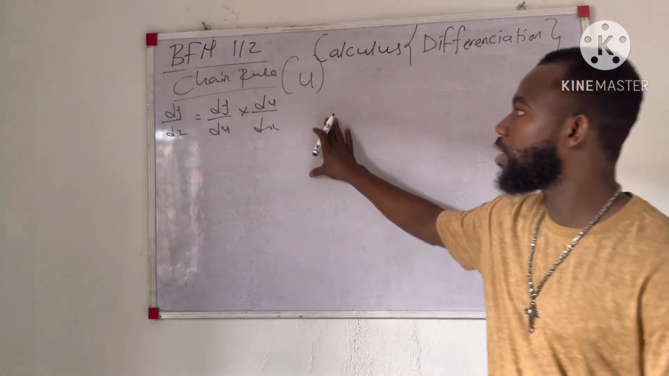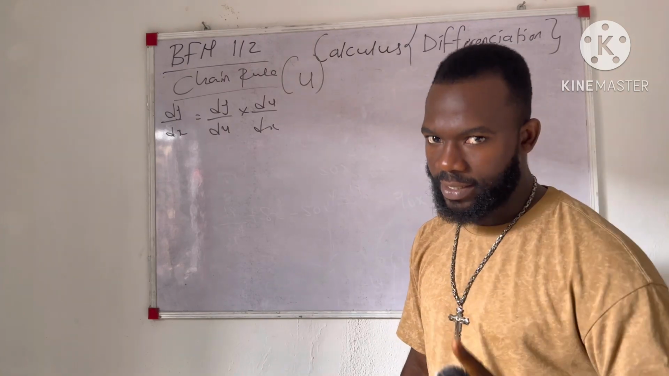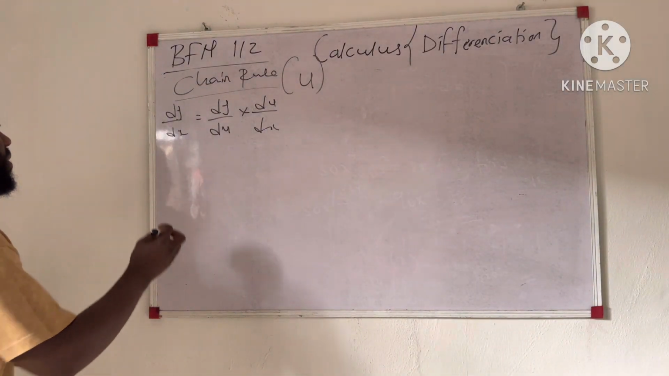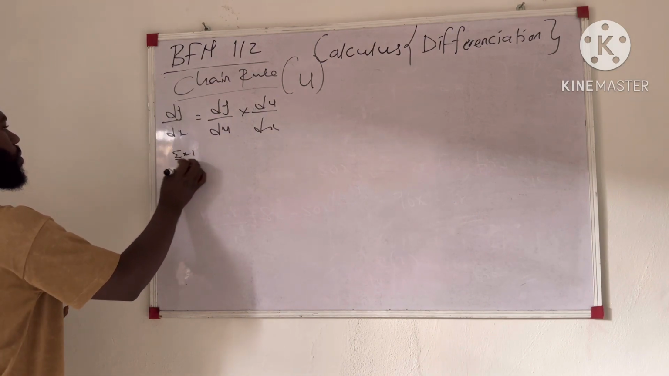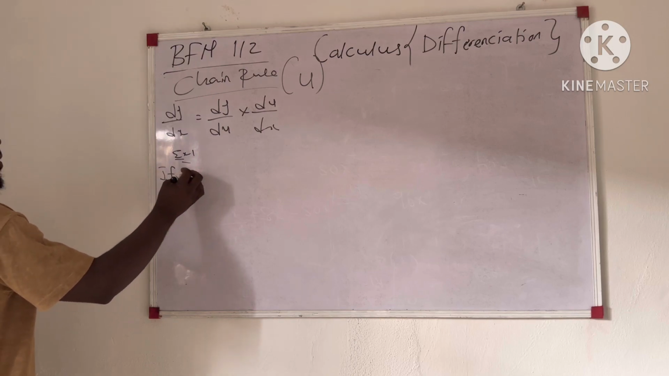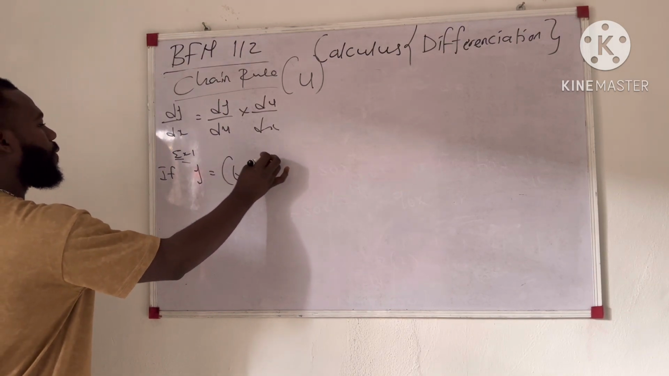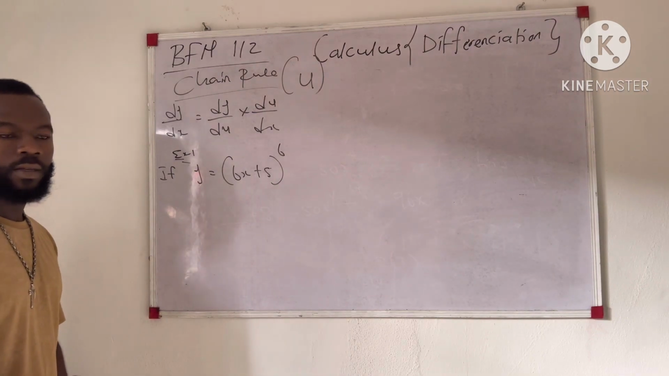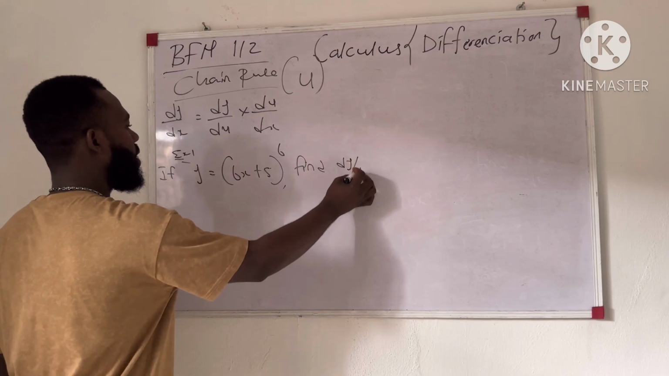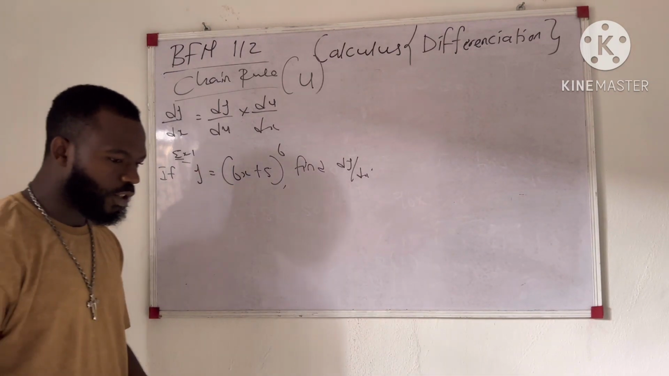So now, under chain rule, we are going to be solving 2 examples. All right, 2 examples, so that you get a better understanding about the explanation. So let's go. Example number 1. Now, example 1 says, if y is equal to 6x plus 5 raised to the power of 6, find dy over dx. We have to find dy over dx.